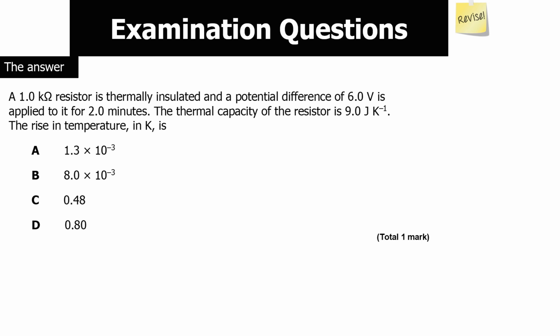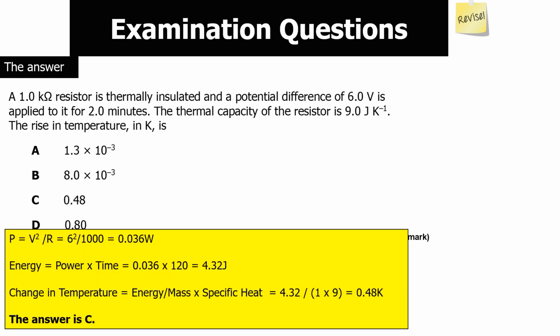Right, so how do you answer this question? Well, we've got potential difference and we've got resistance. So we can say that power is V squared over R. So we pop in the numbers, we say it's 6 squared over 1000 because kilo ohms into ohms. So it's 0.036 watts. Now because energy is power times time, if we then multiply it by the time, 2 minutes in seconds, 120, we get our energy to be 4.32 joules.